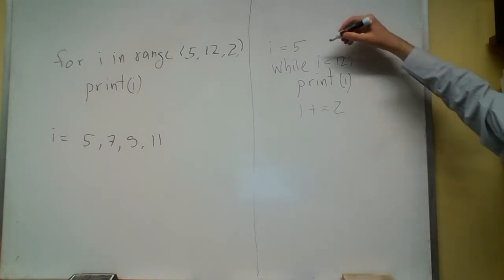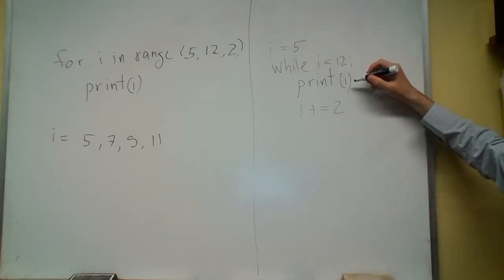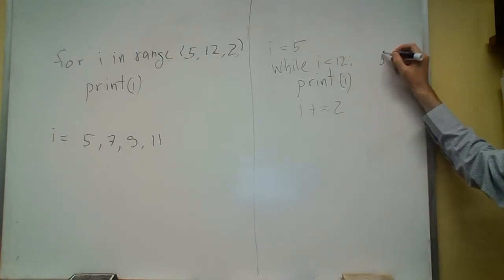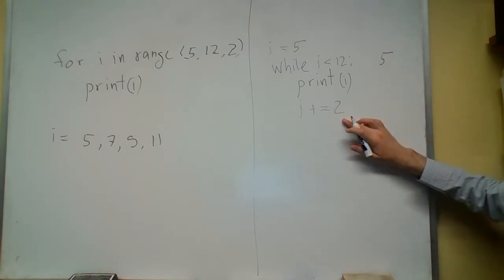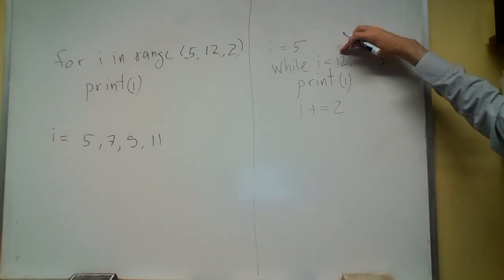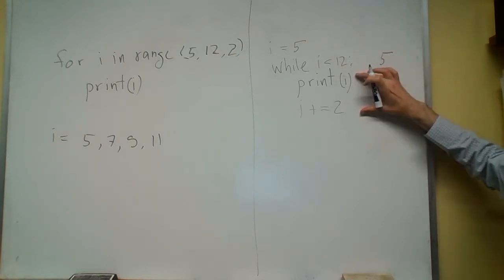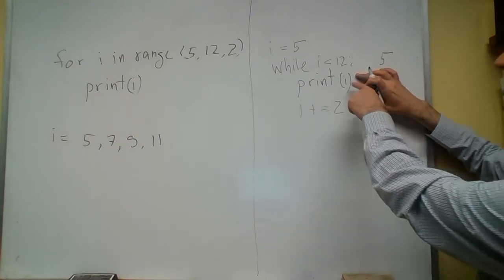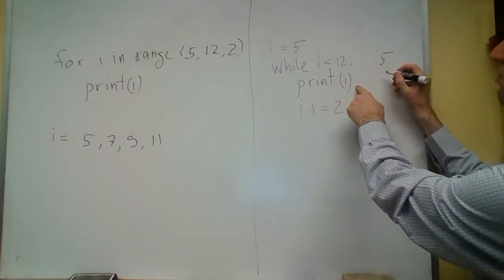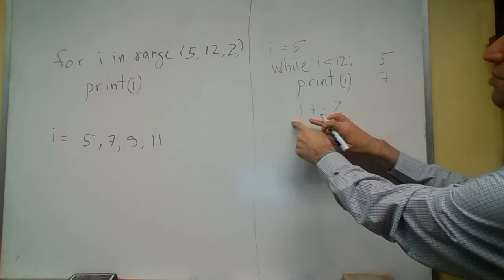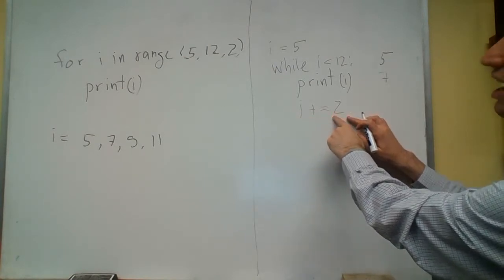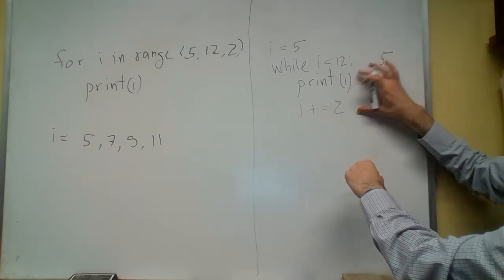So the first time around, I equals 5, we print I, so that's going to be 5. And then we're going to increase it by 2, so it's going to become 7. Check. Is 7 smaller than 12? Well, yes it is. That means repeat this thing again. So now I is 7, so we print 7. And we increment I by 2 again. So now I is 9. Still smaller than 12, so repeat this again.